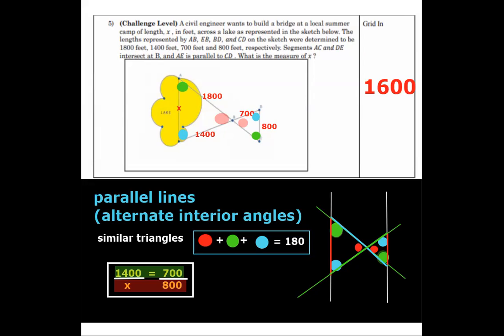Setting up the proportion, the triangle on the left is twice the size of the triangle on the right. We know this because of the comparison of 1,400 to 700. Therefore, the red distance across the lake must be double the distance CD, which is 1,600 feet. The correct answer was X. The distance of the bridge across a lake will be 1,600 feet.